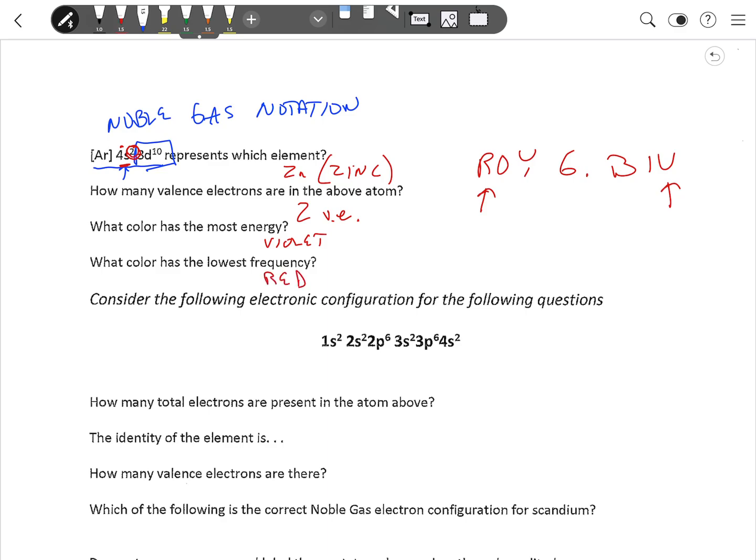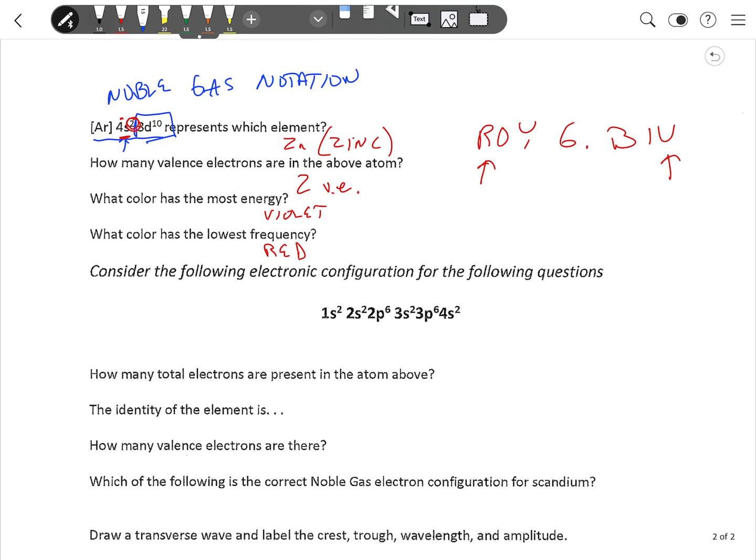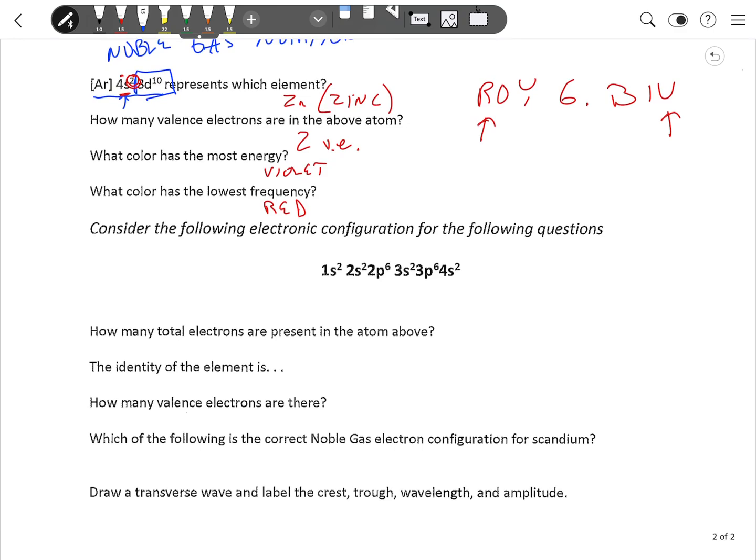Okay, so getting down to the very end here, consider the following electron configuration for the following questions. How many total electrons are present in the above atom? The way you do that is by looking at the superscripts for each one, and you add them together. So we have 2, 4, 10, 12, 18, 20. There are 20 electrons in that atom.